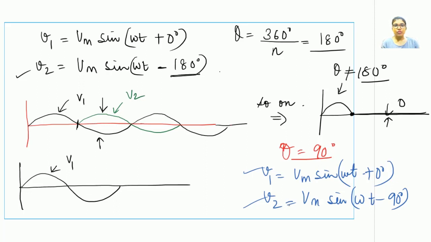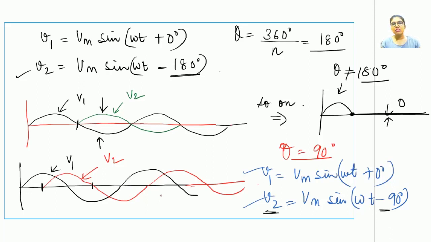Now, this V2 would not start at phi equals to 180 degree. Rather, it would start at phi equals to 90 degree, which is this point. So let me represent V2. This is how V2 would be represented, and so on. Now from here, we can see that the value of the resultant signal is not dropping down to 0 at any instant of time. Hence, this is a feasible system for which the theta value is equal to 90 degree.